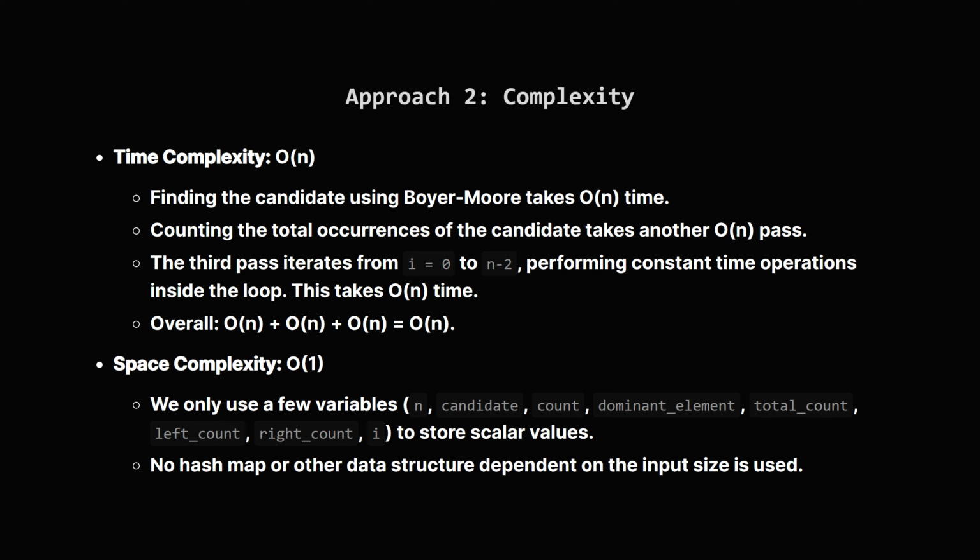Space complexity. In this approach, we are only using a fixed number of variables to store the candidate, counts, indices, etc., regardless of the size of the input array nums. We don't use any auxiliary data structures like hash maps whose size depends on n, or the number of unique elements. Therefore, the space complexity is O(1), or constant space. This is an improvement over the first approach's O(n) space complexity.